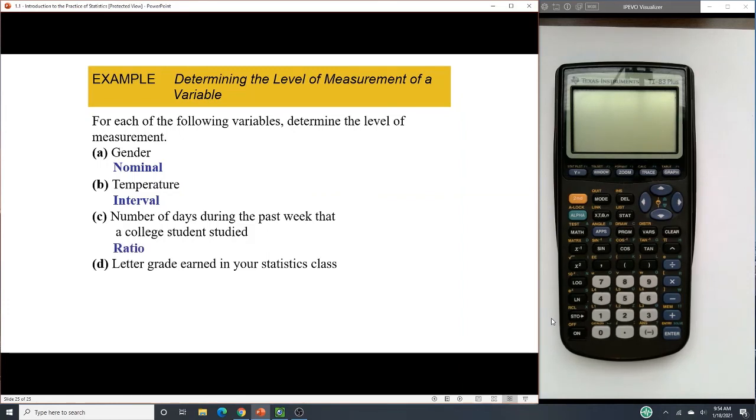The number of days a college student studied during a week is a ratio. So it's the number of days per week with those. So that's that ratio type. Okay. And then the letter grade is ordinal. We talk about A's versus B's versus C's. And A is better than a B, which is better than a C, and so forth with those things. Okay. So we can break all those pieces down and talk about that description. All right, so those are the things that you're going to need here for 1.1, looking at all those definitions to see what's happening.